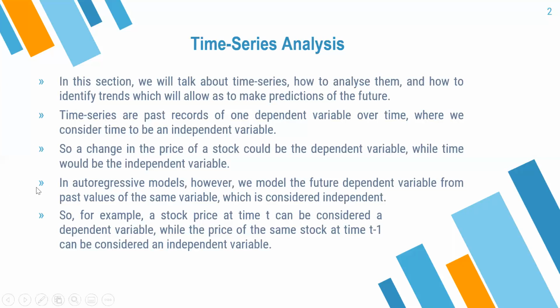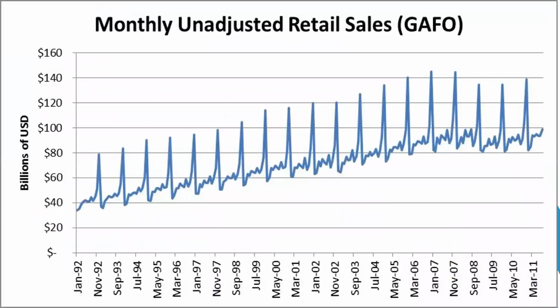So for example, if you take the stock price at the time t, you can consider it a dependent variable, and if you take the price of the same stock at the time t-1, so let's say yesterday, you can use it for estimating it for today. So that's what the time series, the autoregressive models are.